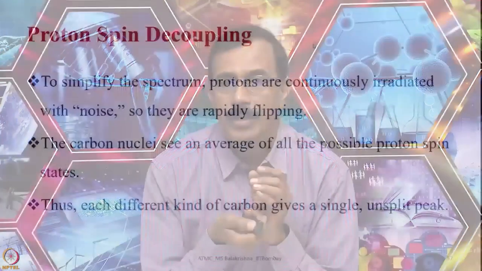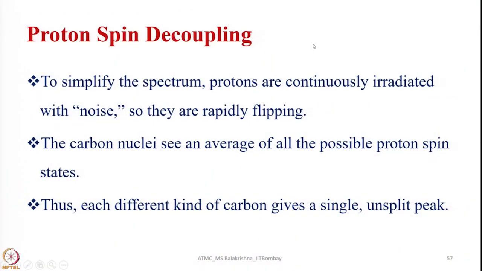2nI plus 1, the splitting is 2 × 1 × 1 + 1, which is 3, and now you get a triplet here. N plus 1 peaks will be there. So in the case of deuterated CDCl3, if you see the 13C CDCl3 signal, it appears like this. This signal is coupled by the D, which has I equals 1, so you get a triplet. 2nI plus 1 number of lines will be there.